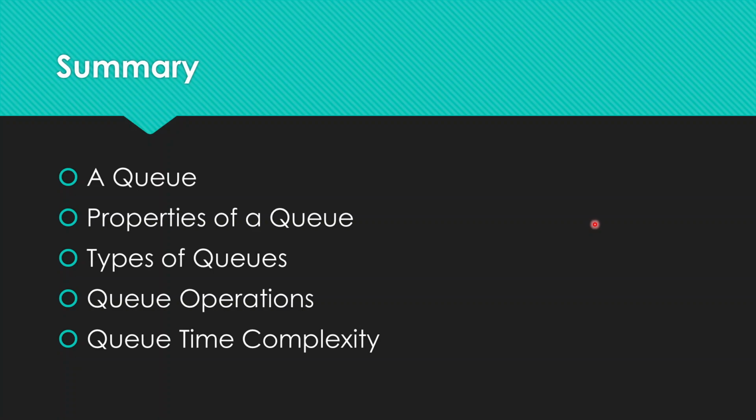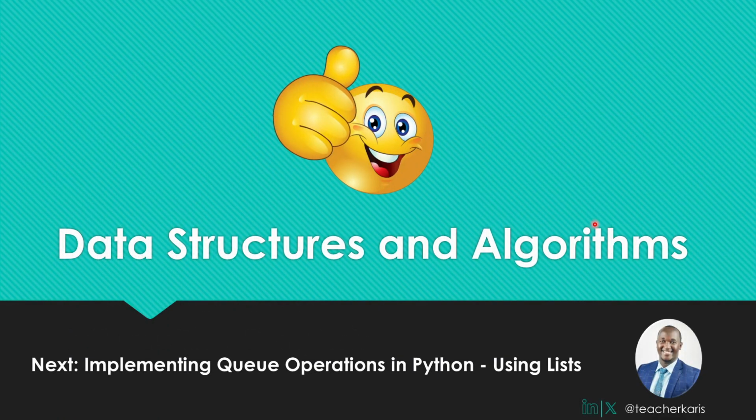We've seen that you can also implement queues using either a linked list or a list, which is an array really. And we've also seen the time complexities of implementing the queue data structure using either a list or a linked list. So that is the end of this particular topic. In the next video, we are going to implement these queue operations using lists in Python.